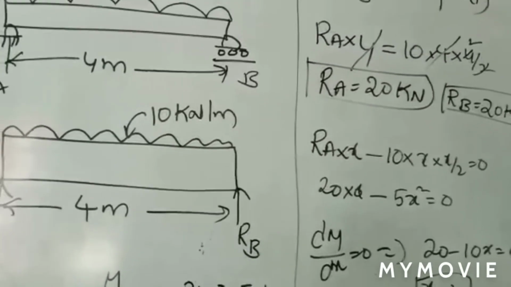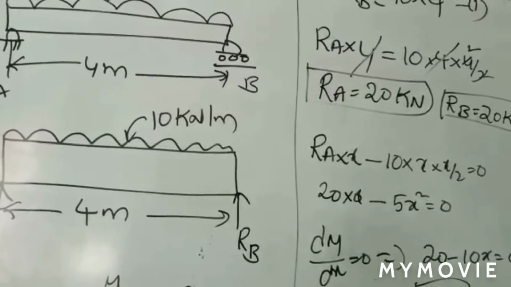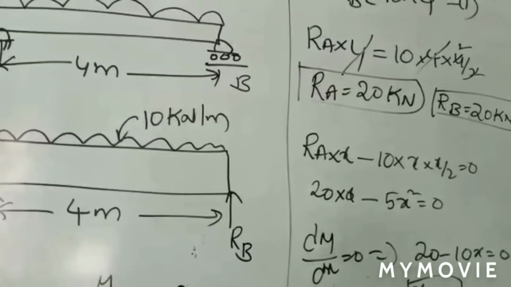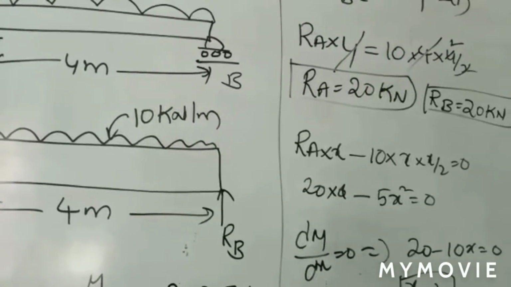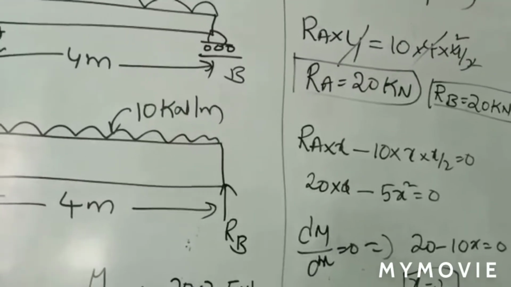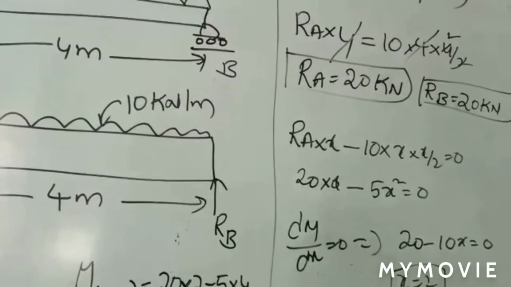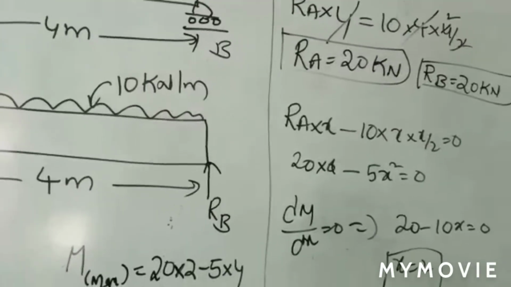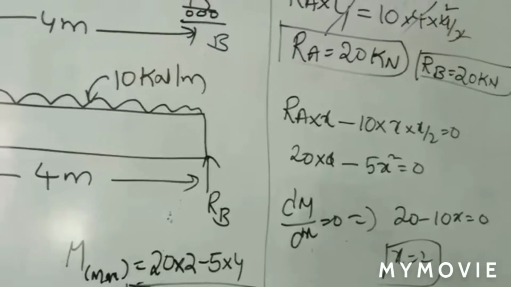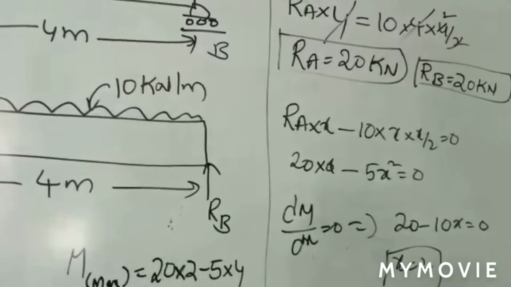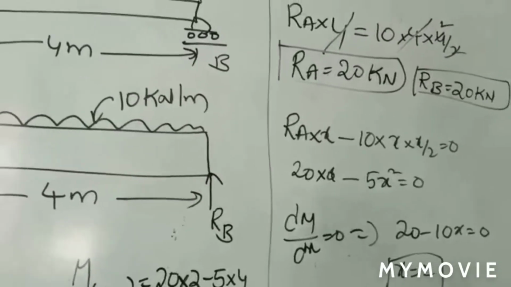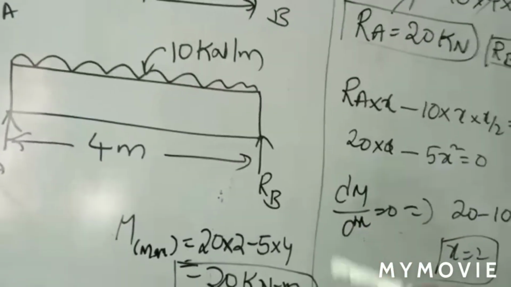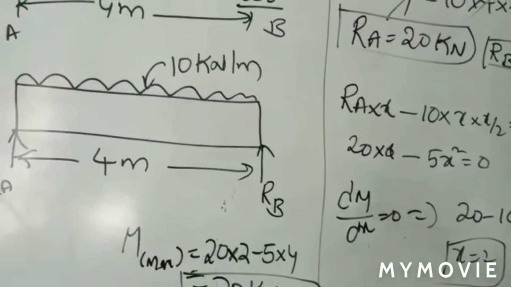Simply remember the procedure. In order to calculate the maximum bending moment, first calculate the bending moment at a distance of x, then simply differentiate your equation with respect to x. Then equating it to 0 will give the value of x. This x value represents the particular location where you have the maximum bending moment. Then calculate the maximum bending moment as a numerical value, that is 20 kilonewton meter.